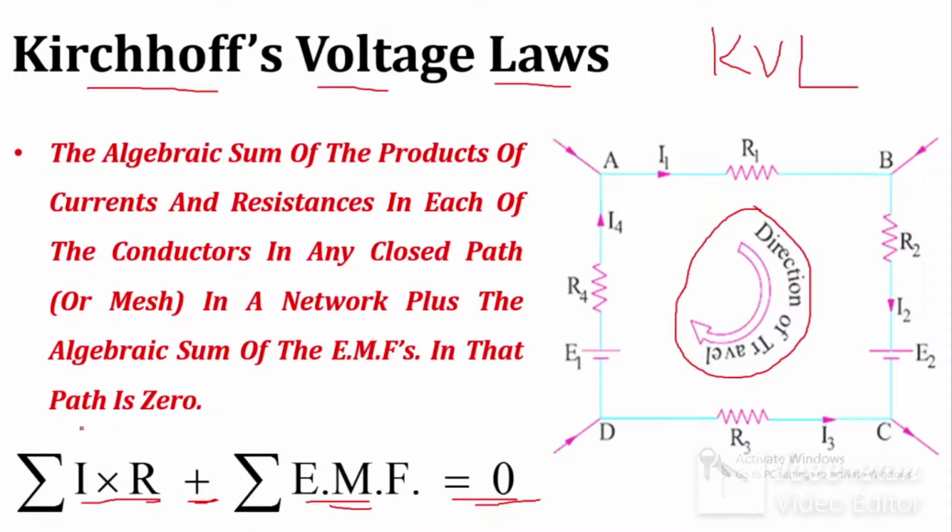That means I into R is known as the voltage drop, and its addition with the EMF in a closed path is always equal to 0. That is the statement of Kirchhoff's voltage law. That means if we add the drop plus the EMF in this closed path, it is always equal to 0.